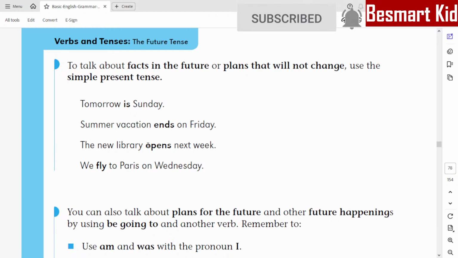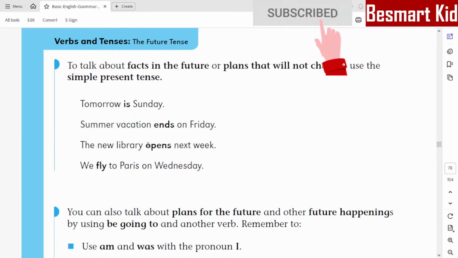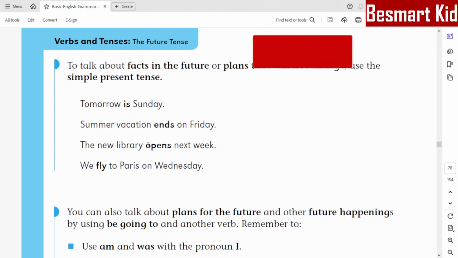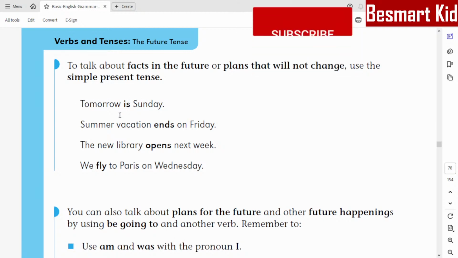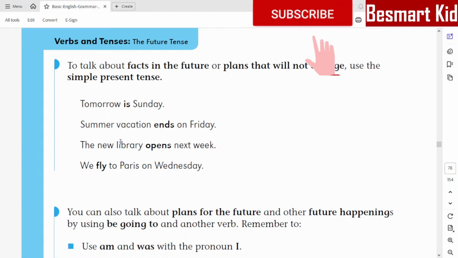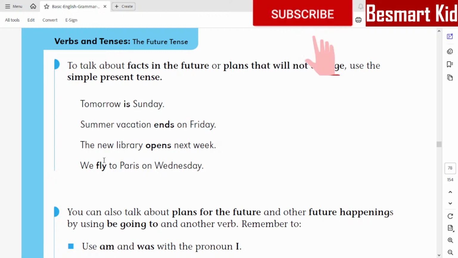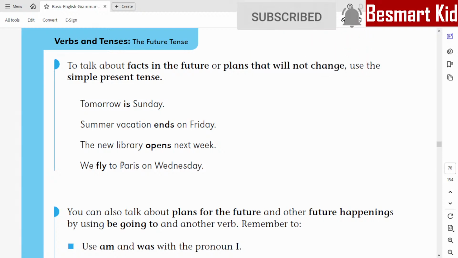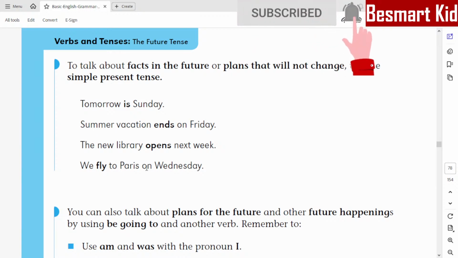To talk about facts in the future or plans that we will not change, use the simple present tense. Examples: Tomorrow is Sunday. Summer vacation ends on Friday. The new library opens next week. We fly to Paris on Wednesday.